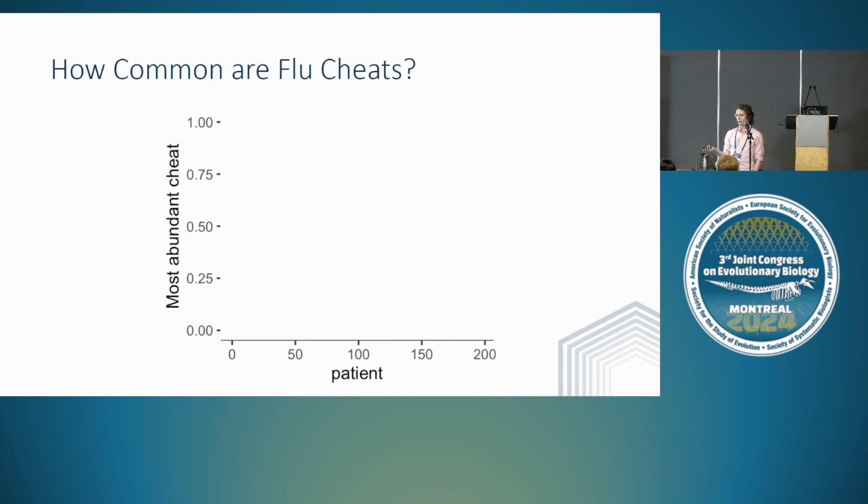So I'm going to skip through a whole load of bioinformatics here, and I'm going to give you just the headline result. On the x-axis, we're going to go through every patient in this population. And on the y-axis, I'm going to plot 1 point per patient. That point is going to be the relative abundance within the viral population of these deletion mutants that have deleted the public good gene. And that point is going to be the most abundant cheat genotype in each patient.